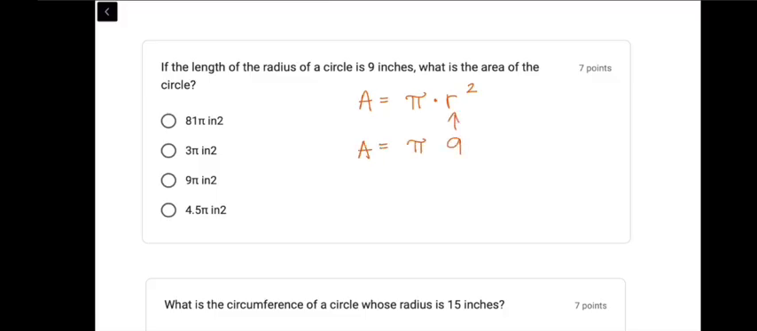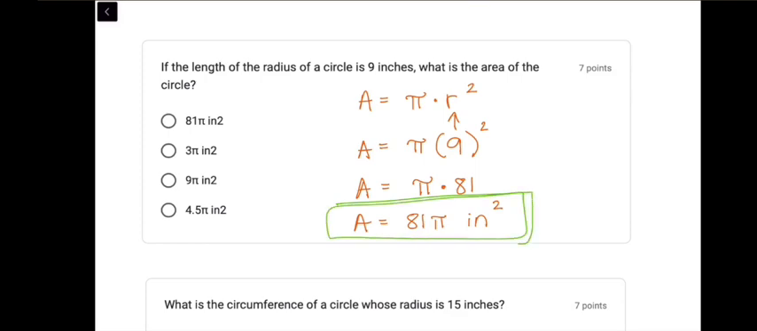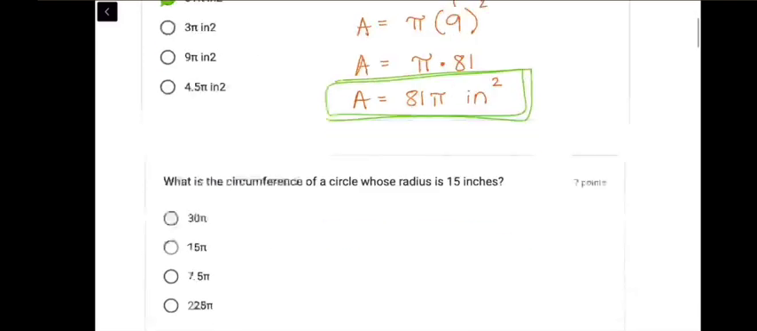So I'm going to have that the area is equal to pi times 9 to the second power. That will give me that area will equal pi times 81. Now, it's very common in mathematics to put pi all the way at the end, and given that this is multiplying, I can rearrange the order, and my result will still be the same. So I'm going to go ahead and just rearrange the order here. So I will have 81 pi inches squared, because since this is area, it will be inches squared. So your answer here would be A.